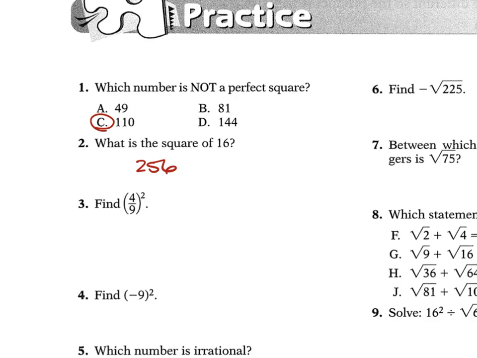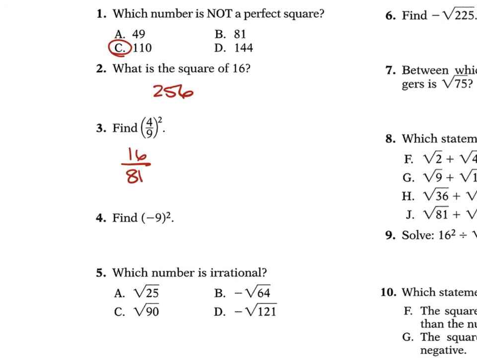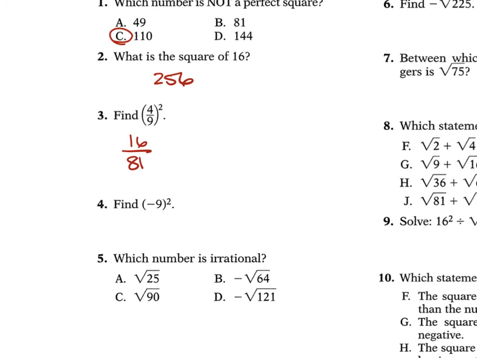3 says to find 4/9 squared, so that's 4/9 times 4/9. 4 times 4 is 16. 9 times 9 is 81, so that's 16 over 81. For 4, we're finding -9 squared, so that's +81.